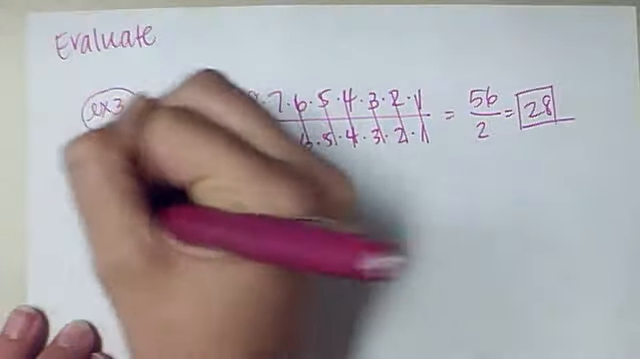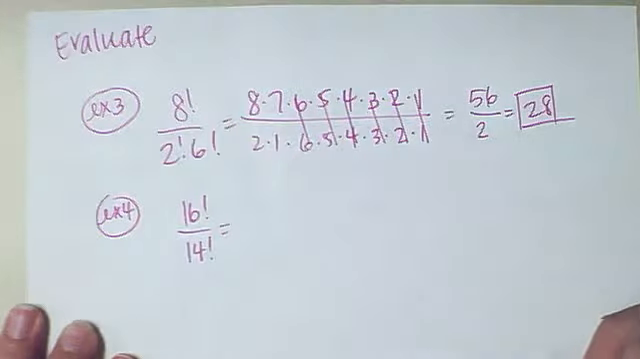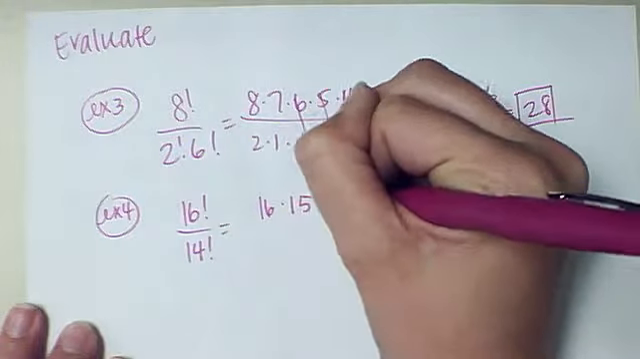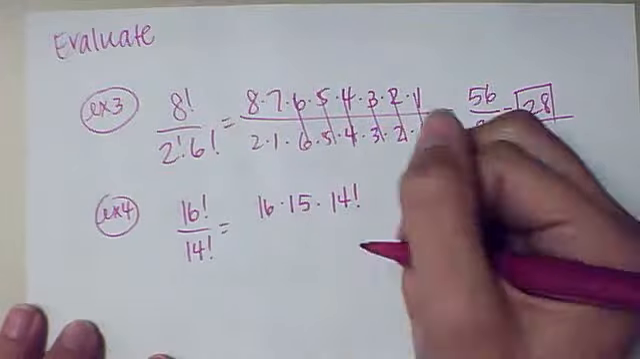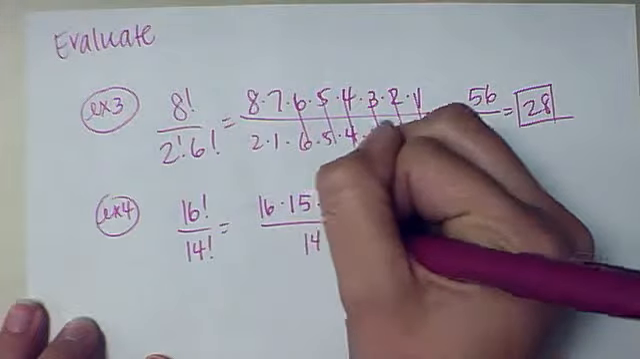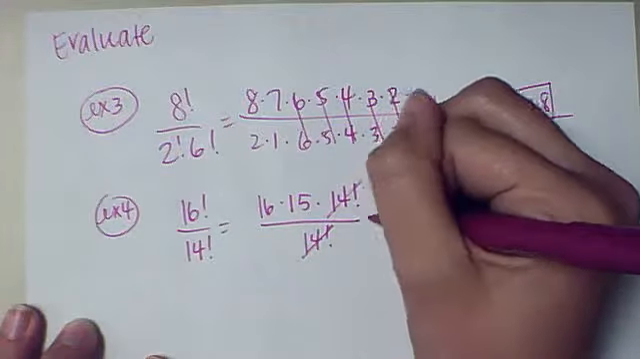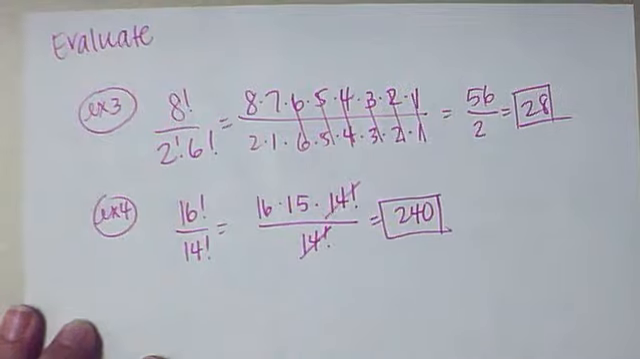Let me show you one more thing. Example 4, 16 factorial over 14 factorial. I could separate that into 16 times 15 times 14 factorial, right? Because that would be 14, 13, 12, 11, 10, 9, 8, on and on and on, over 14 factorial, and now these two pieces cancel, and I just have to do 16 times 15, which is 240. And of course, I would use my calculator for that.